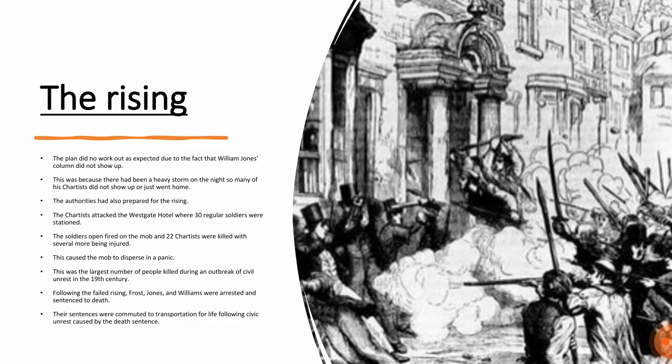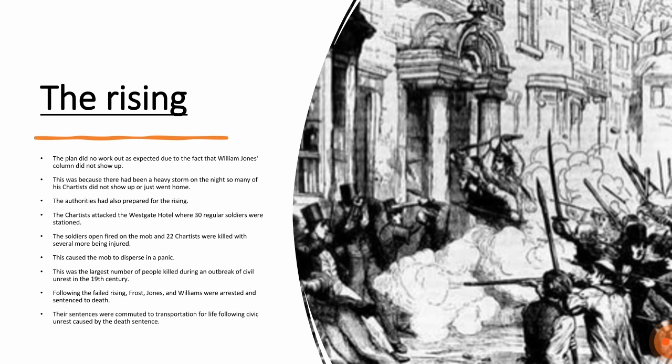So let's take a look at the rising itself. The plan did not work out as expected because William Jones's column did not show up. This was because there had been a heavy storm on the night before the rising was planned, so many of his Chartists did not show up to the march, and they basically just went home. The authorities had also prepared for the rising.